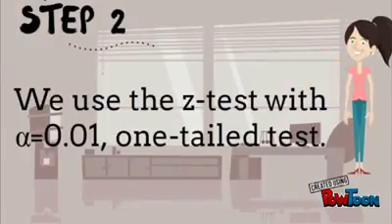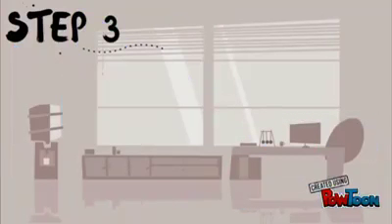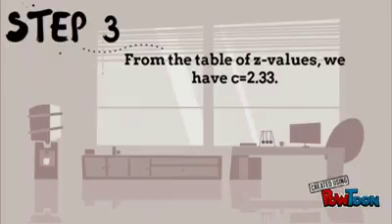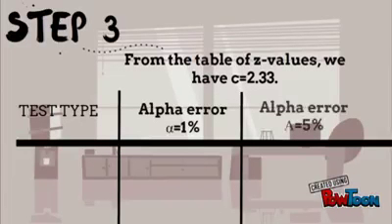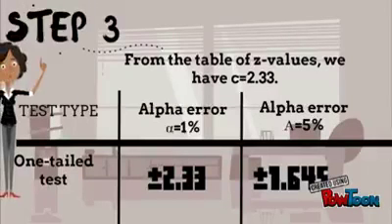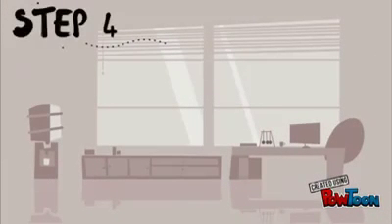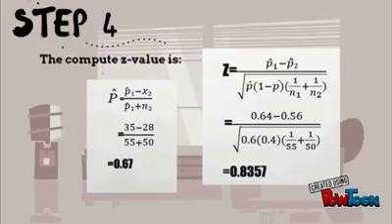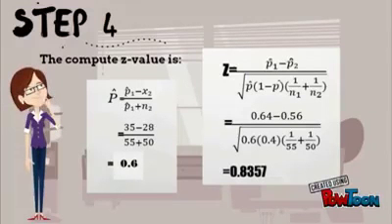Step 2. We use the z-test with the alpha of 0.01 in a one-tailed test. Step 3. From the table of the z-values, we have a critical value equal to 2.33. The formula for the z-value is z is equal to p hat sub 1 minus p hat sub 2 over the square root of p hat quantity 1 minus p hat quantity times quantity 1 over n sub 1 plus 1 over n sub 2. Z is equal to 0.8357.